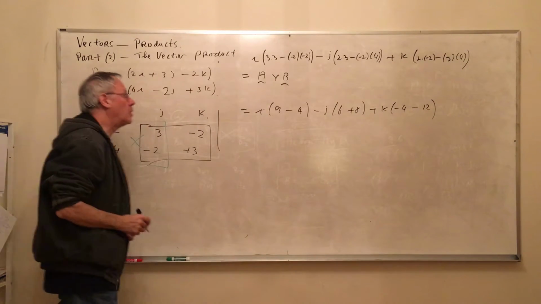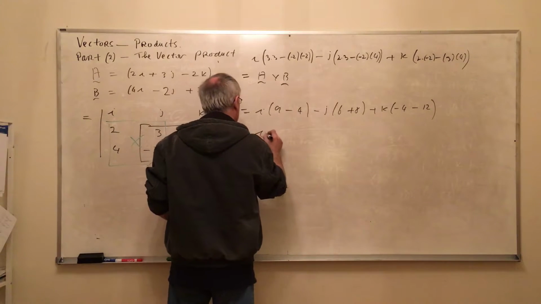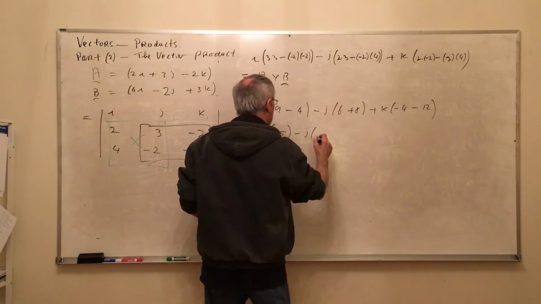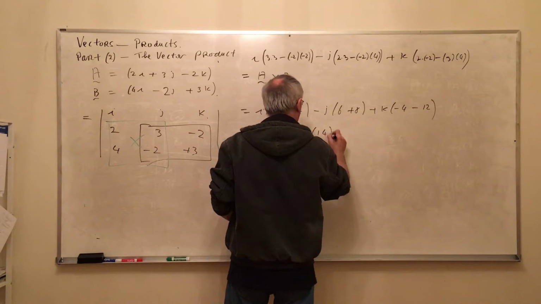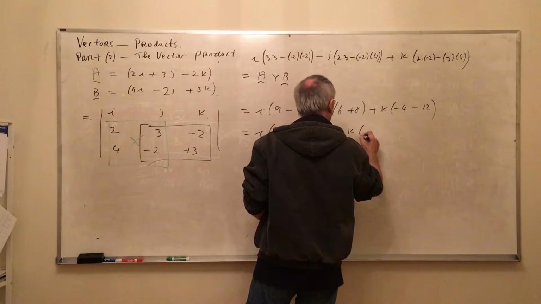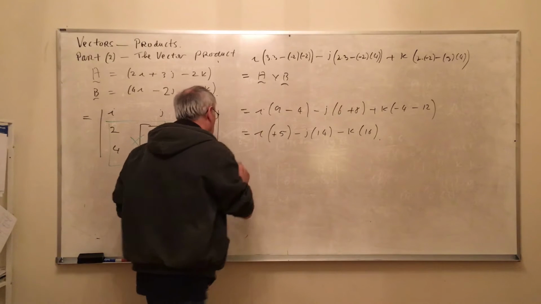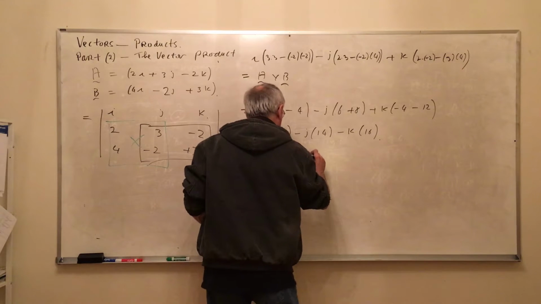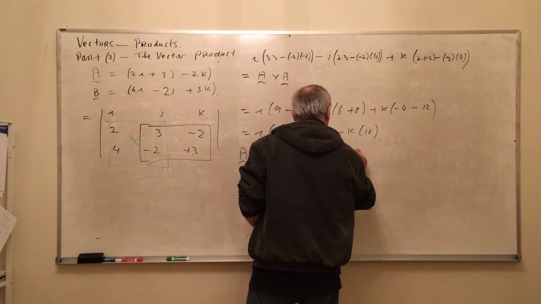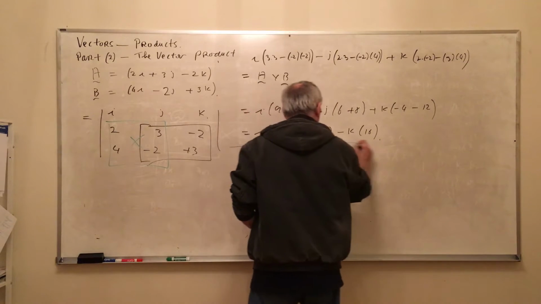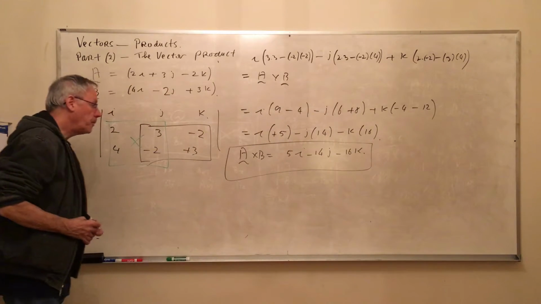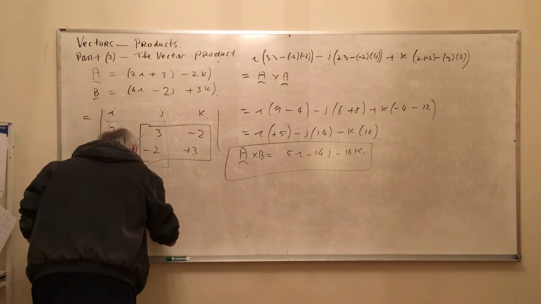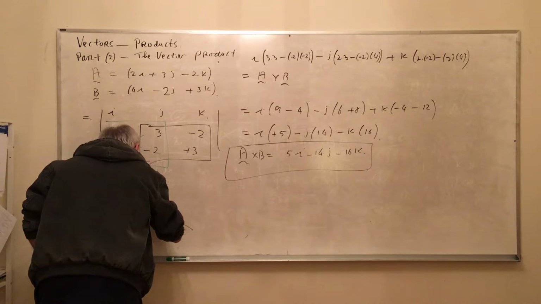And those are the numbers I get. You can work them out at home. So I get A cross B is 5i minus 14j minus 16k. And if I was to graph these vectors, I would find the following.